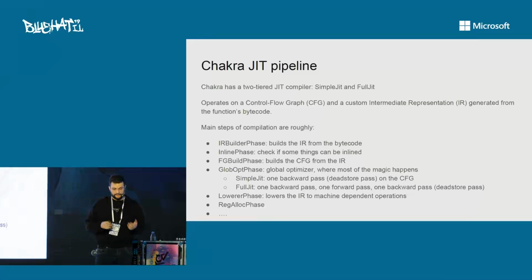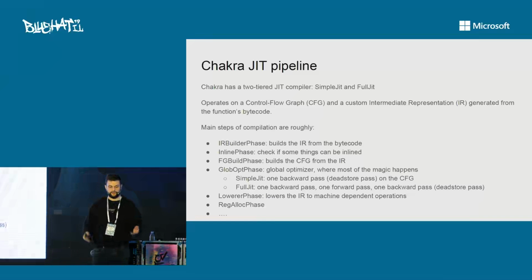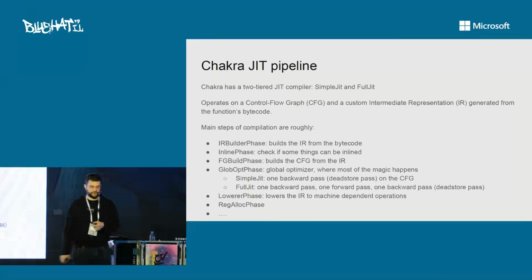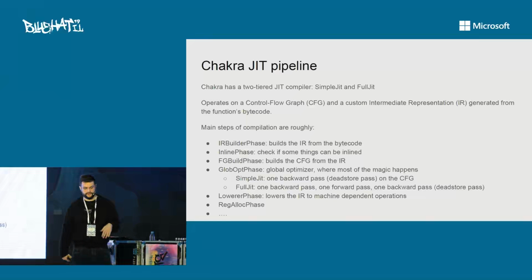So in other engines, you might find a transpiling phase from the interpreter bytecode to an IR that is most suited for a JIT compiler. The main steps of compilation are roughly listed here. You first build the IR, the IR build phase, then you do the inline phase. It always happens quite early in the process because inlining allows for further optimization. If you look at other JIT engines, you'll probably see that it happens super early in the process.